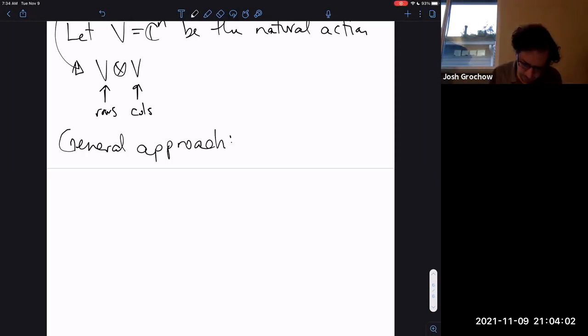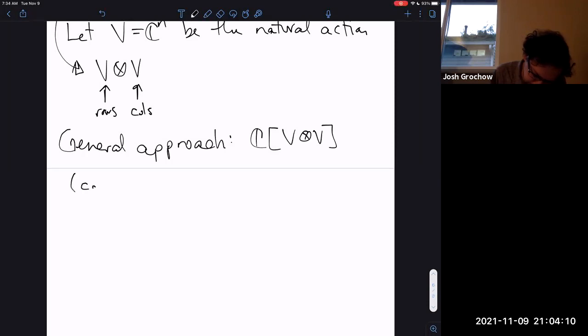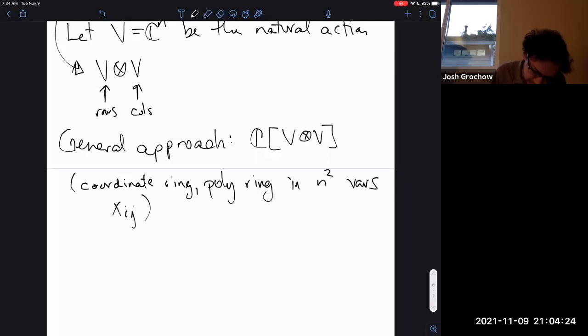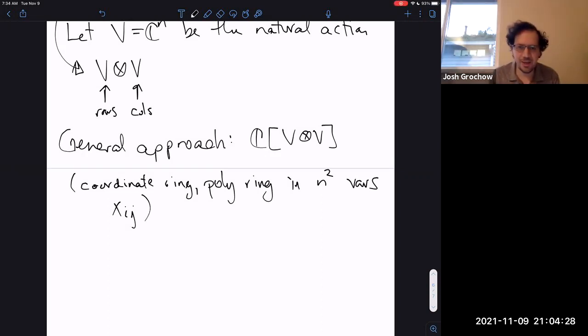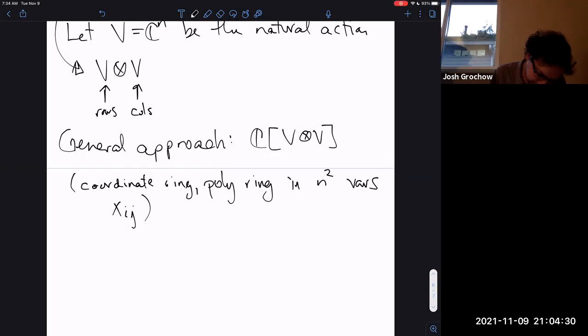Okay. So what's the idea? The idea is we look at the coordinate ring of this space, which in this case will be a polynomial ring in the n squared variables x_ij, which are just the entries of our matrix. And I want to look at it as an Sn representation.